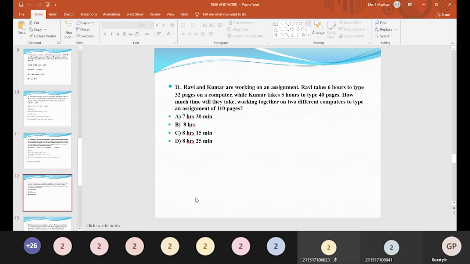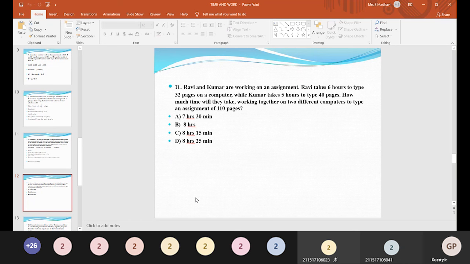Now coming to the 11th problem. Ravi and Kumar are working on an assignment. Ravi takes 6 hours to type 32 pages on a computer, while Kumar takes 5 hours to type 40 pages. How much time will they take working together on two different computers to type an assignment of 110 pages? The options are 7 hours 30 minutes, 8 hours 15 minutes, or 8 hours 25 minutes.